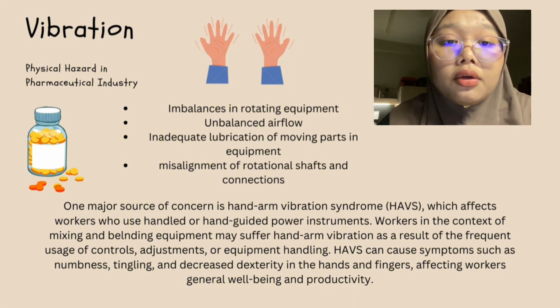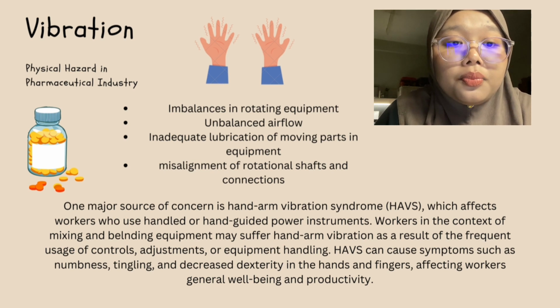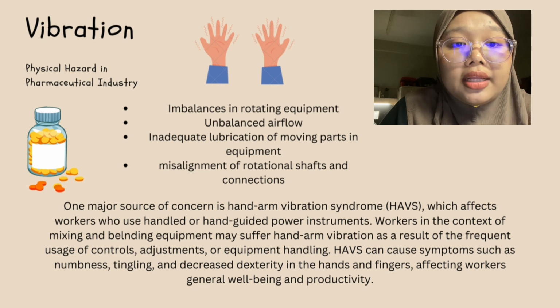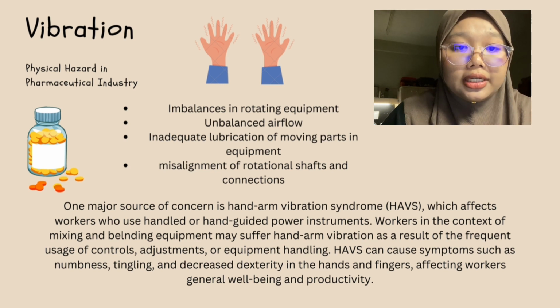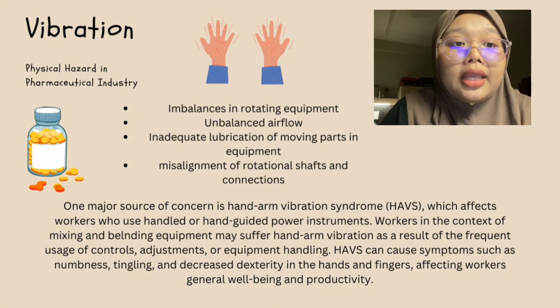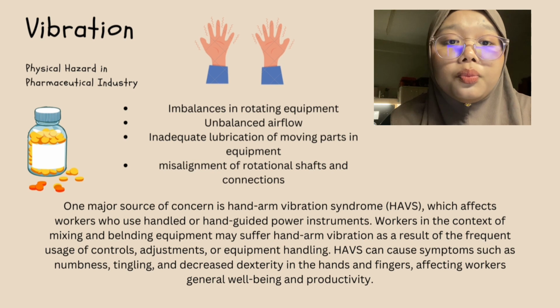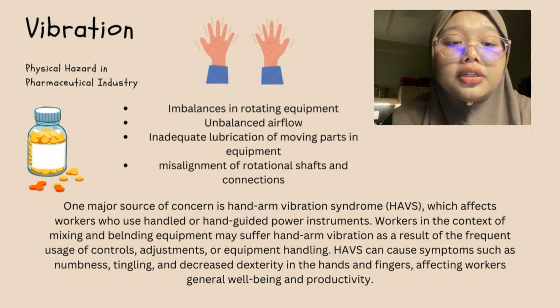Last, number 4, vibration in pumps, compressors, and other machinery can be caused by misalignment of rotational shaft and connection. Misalignment can develop as a result of poor installation, wear and tear, or structural change over time.